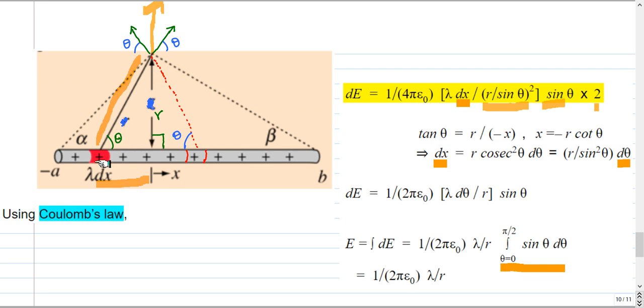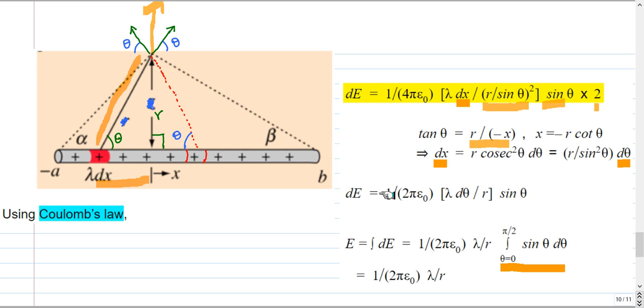So tan theta is r by minus x in the triangle. From this we get x equal to minus r cot theta. Now differentiating both the sides, we get dx equal to r cosecant square theta d theta. The derivative of cot theta is minus cosecant square theta, so that minus will cancel with this minus. So this can be written as r by sin square theta into d theta. So we can do the change of variables from x to theta using this expression.